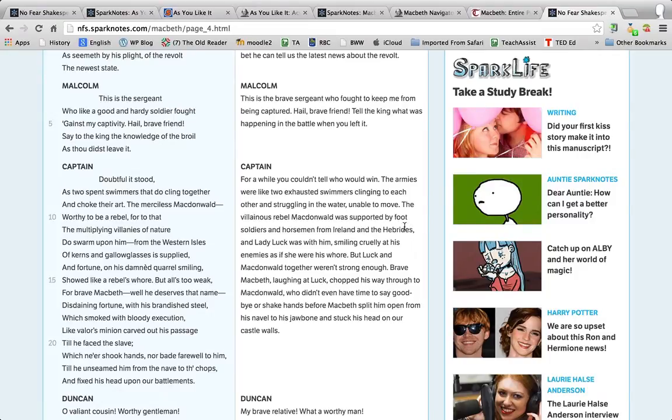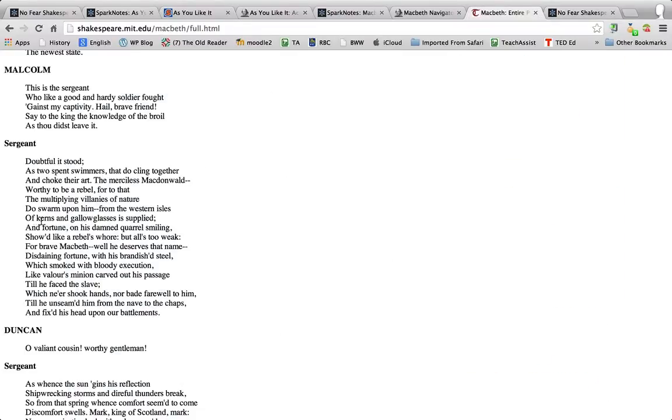Okay, whatever that is, I probably have to go search what that is. But I get the sense that, okay, he's supplied by foot soldiers and horsemen. So I know that MacDonald is supported with people from Ireland, and he has foot soldiers, and he's a bad guy, and the battle was doubtful. Okay, because remember, take this thing slowly. If I read this whole thing and tried to understand it, I wouldn't understand it. I have to go slow and take it pace by pace here.